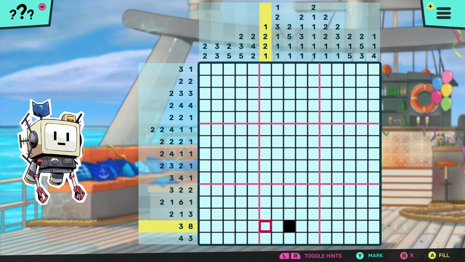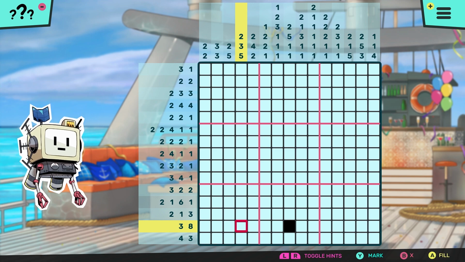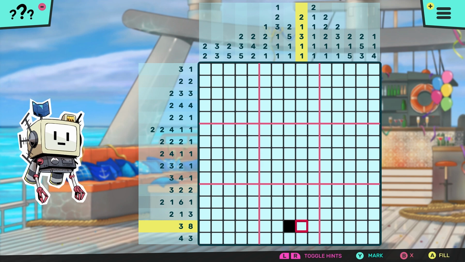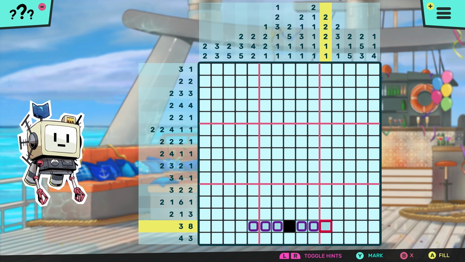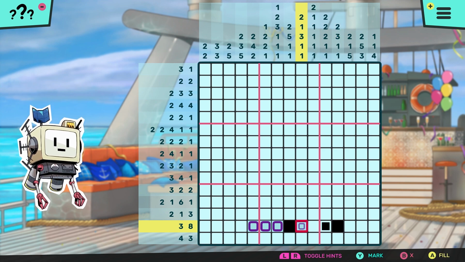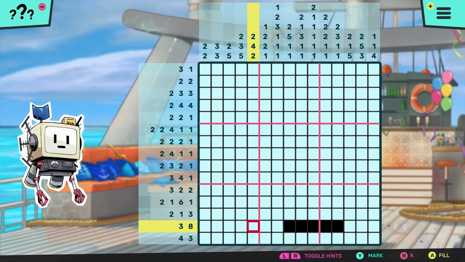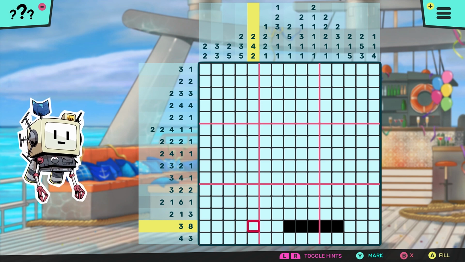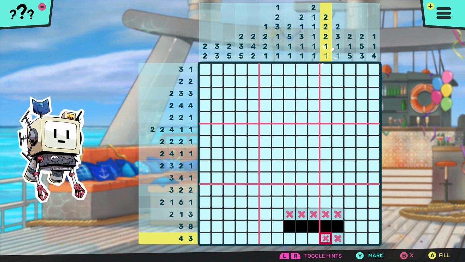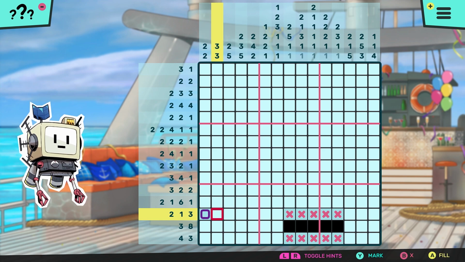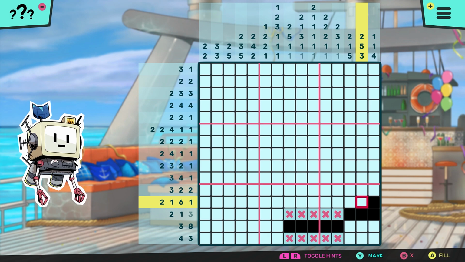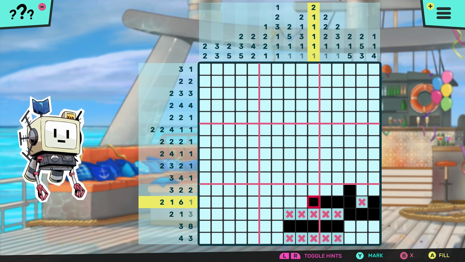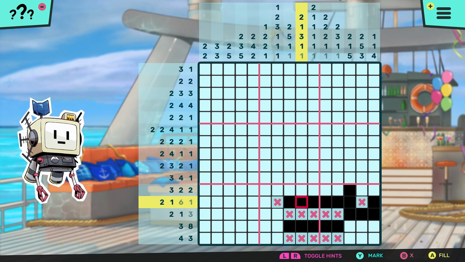3-8. 3. So I'm guessing it'll move over 3. Let's see. Yep, that is the case. Those are all X'd out. How's this 2-1-3 look? 2, 1, yeah. So 3 can't fit there, so it must be over there. That's 6.